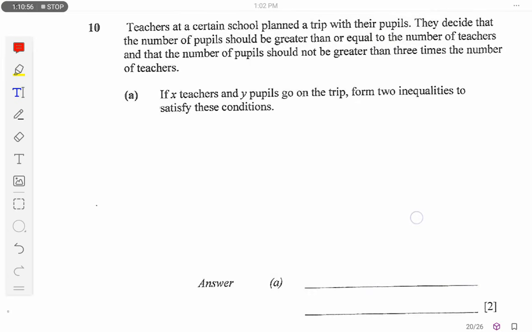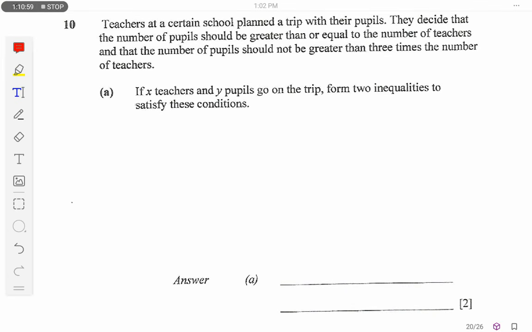Okay. This question is saying we've got teachers at a certain school planning a trip with their pupils. So we are going to take x as teachers and y as pupils on the trip. They decided that the number of pupils should be greater than or equal to the number of teachers. Then they are saying the number of pupils should not be greater than 3 times the number of teachers. And we are asked to write 2 inequalities. For the first one, the number of students should be greater or equal to the number of teachers, so it's going to be y is greater or equal to x.